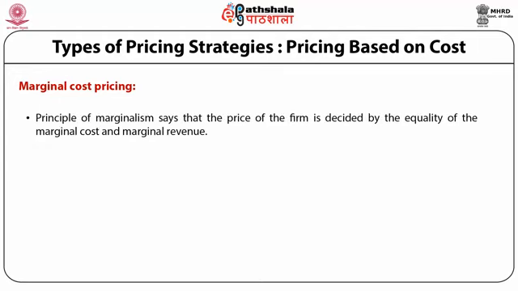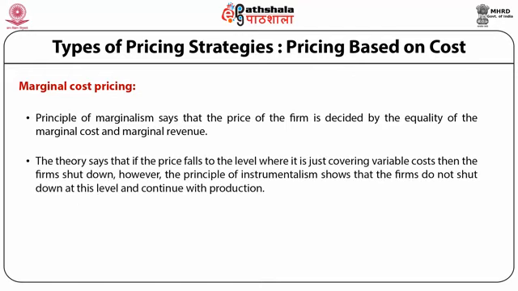The principle of marginalism says that the price of the firm is decided by the equality of the marginal cost and marginal revenue. The theory says that if the price falls to the level where it is just covering the variable costs, then the firms shut down. However, the principle of incrementalism shows that the firms do not shut down at this level and continue with production.